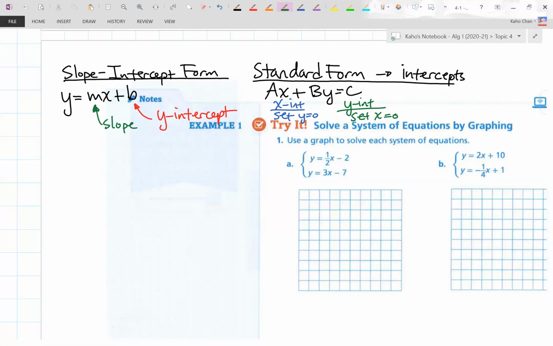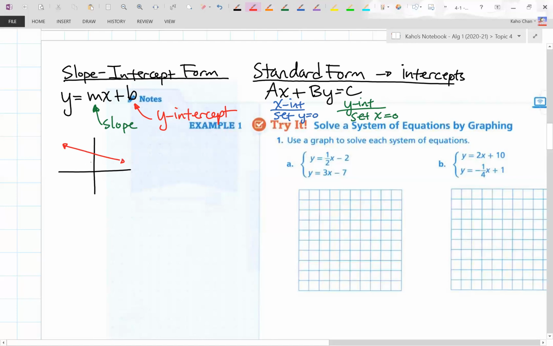Before we do the actual problems, let's talk about the three scenarios that can happen when you graph lines. Scenario number one, you might have something like this, where two lines intersect at one spot. This is considered to have one solution.